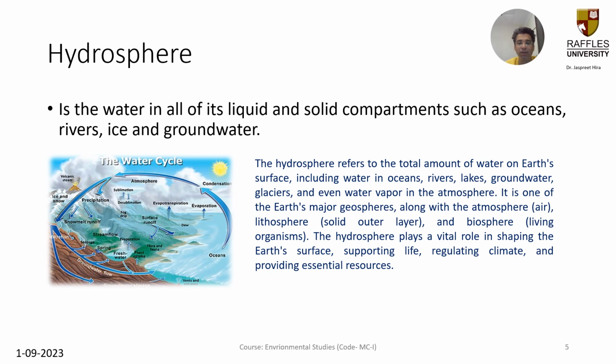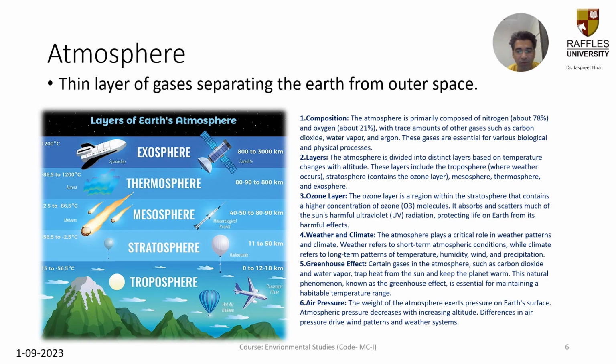Supporting life, regulating climate, and providing essential resources. Then we have the very important layer, the atmosphere. So we have the thin layer of gases separating the Earth from outer space. First is the troposphere, then the stratosphere, then the mesosphere, thermosphere, and exosphere.